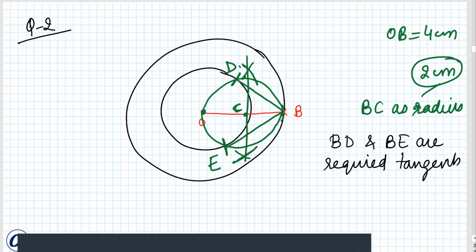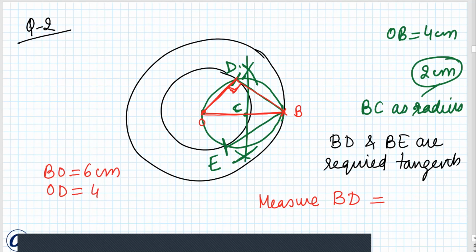Okay, now one thing, you can join this point also. This point and this point. Now in this triangle this angle will be 90 degree. Okay, measure BD. Everybody measure BD. Okay, now BO is 6 centimeter, OD is 4 centimeter.